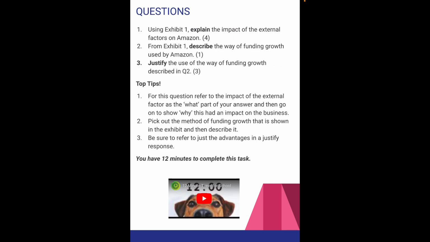I've listed the 3 questions that you need to answer here, and again I've highlighted in bold what the command word is. And I've also provided top tips for each of the 3 questions. So for question 1, which is asking you to explain the impact of the external factors on Amazon, you had to actually look again at that SWOT analysis of Amazon.